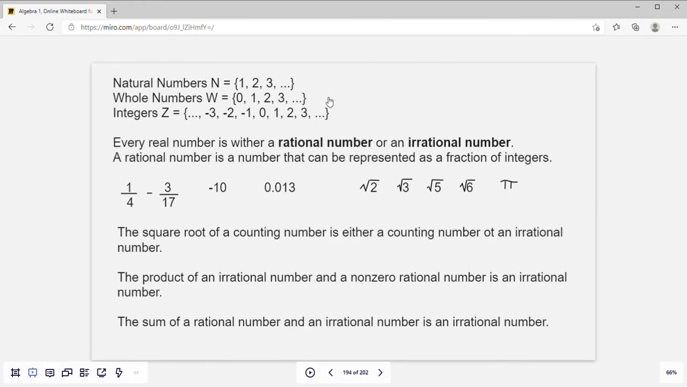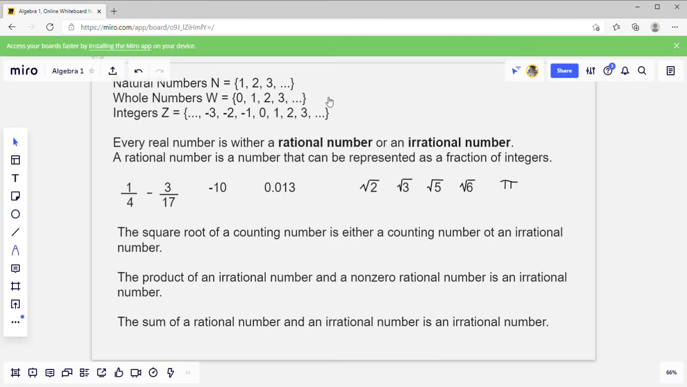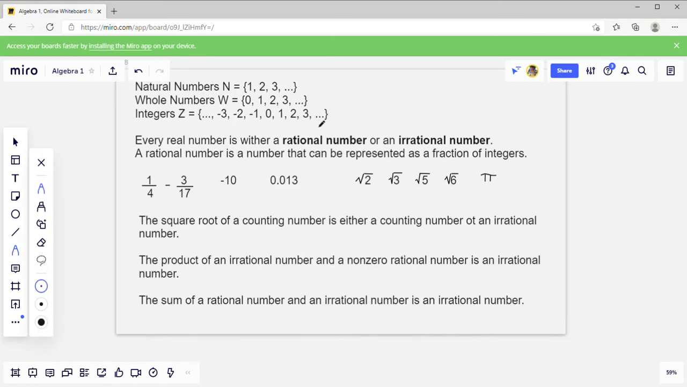All right, let's review some of the different ways that we have categorized numbers here so far. This is basic number theory. Natural numbers are 1, 2, 3. Those are going to be our counting numbers.